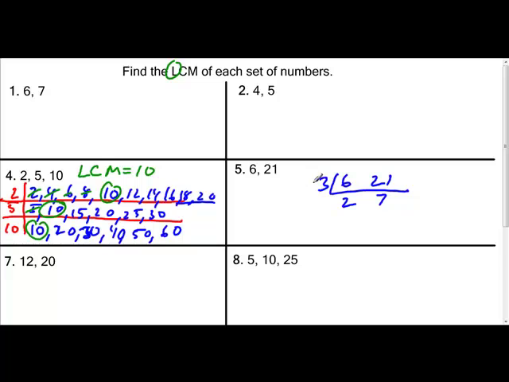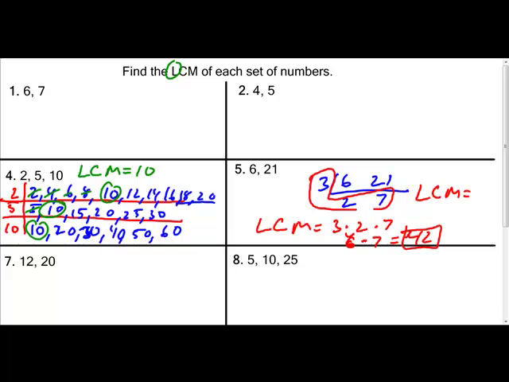And again, we find the LCM by multiplying down the L. So the LCM is 3 times 2 times 7. 3 times 2 is 6, and 6 times 7 equals 42. So our LCM equals 42. The LCM of 6 and 21 is 42.